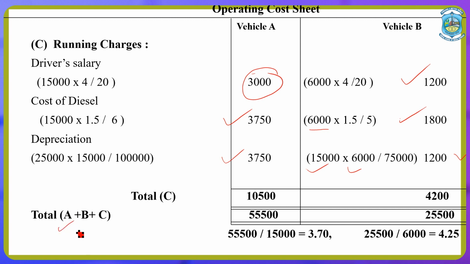Sum of section A, section B and section C, we will add these for vehicle A and B separately, that is 55,500 for vehicle A, 25,500 for vehicle B. We have to calculate operating cost. 55,500 divided by 15,000 kilometers, that is 3 rupees 70 paise for vehicle A. For vehicle B, the sum is 25,500 divided by 6,000, that is 4 rupees 25 paise.